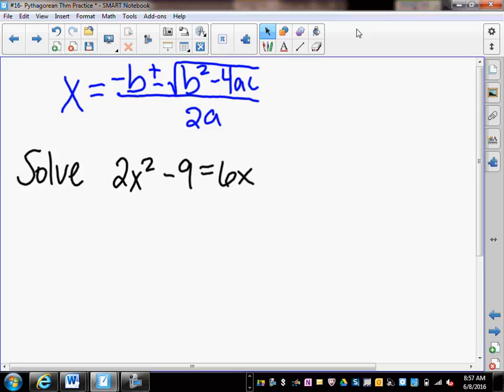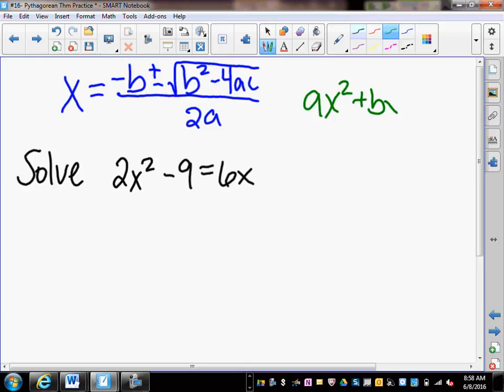Alright, before you get too far, I want to make sure we all did the correct first step. What format does this need to be in before we can start? Good, standard form. It needs to be in this format, ax squared plus bx plus c. Alright, and how can I get that in that format? Good, subtract 6x.